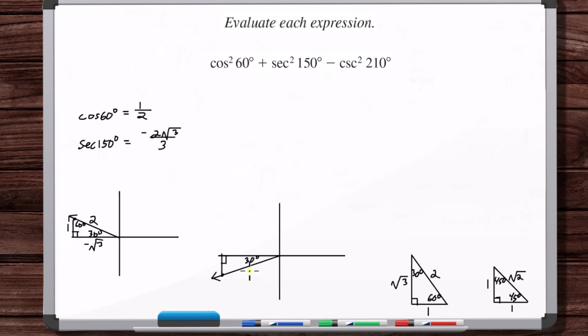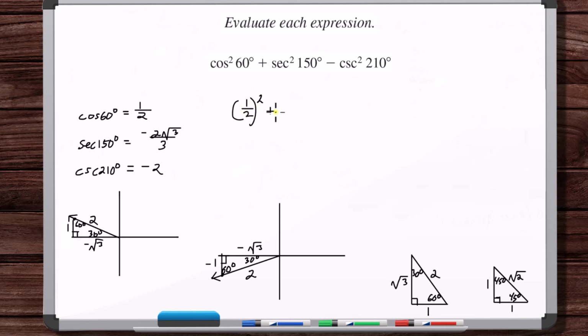So that's 2 minus 1 and then minus root 3. So cosecant of 210, cosecant is the reciprocal of sine. So opposite over hypotenuse, that's hypotenuse over opposite, so minus 2. All right.